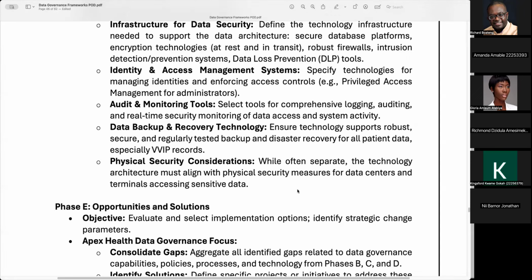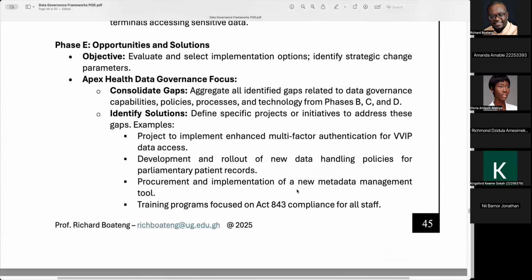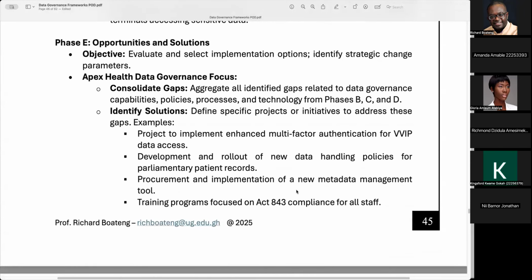Phase E, opportunities and solutions. This is where they identify the actual projects needed. Yes.